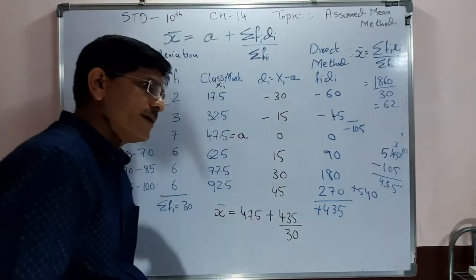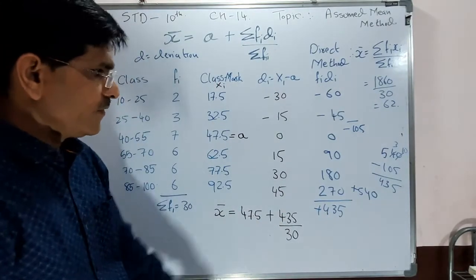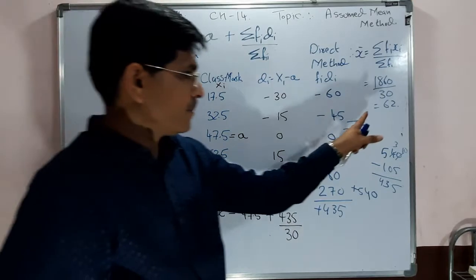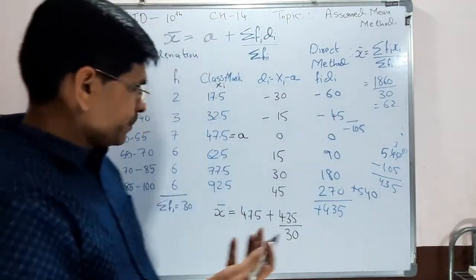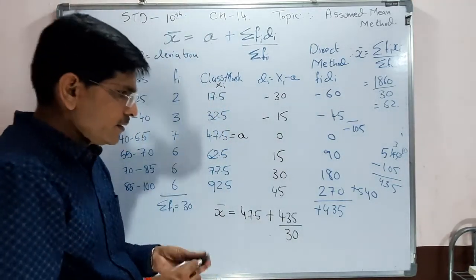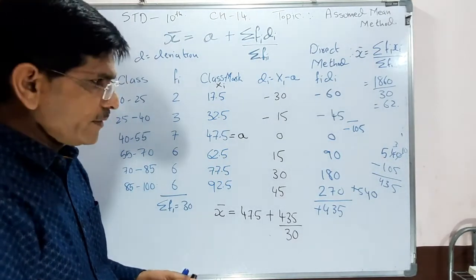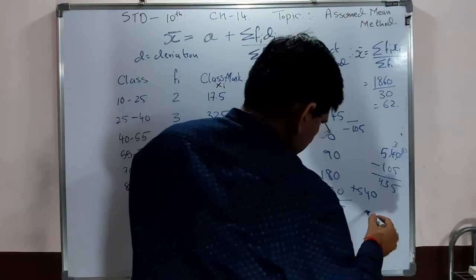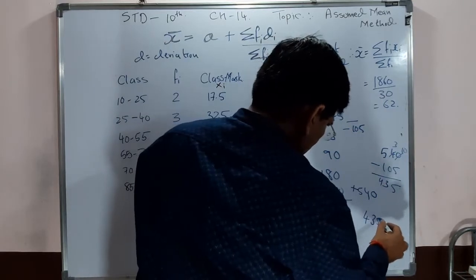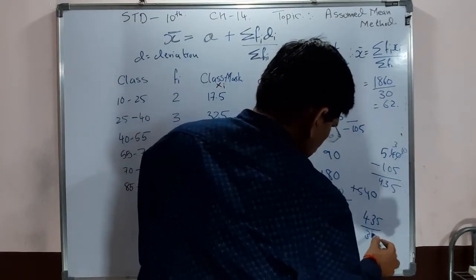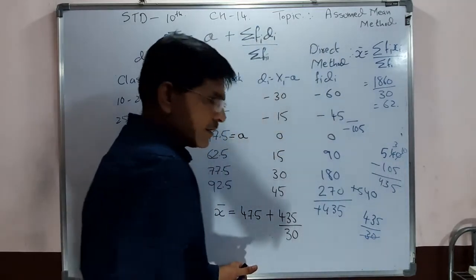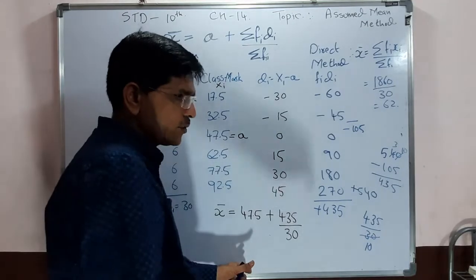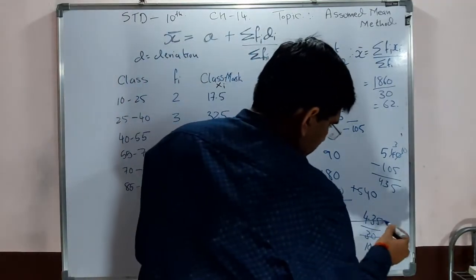Now we have to simplify this. If we simplify and cancel it, we can get the answer, compulsory 62. It depends on you how you divide it. I am dividing by 435 divided by 30, so I am dividing by 3, and I will get 10 here. If you divide by 3, you can get it.